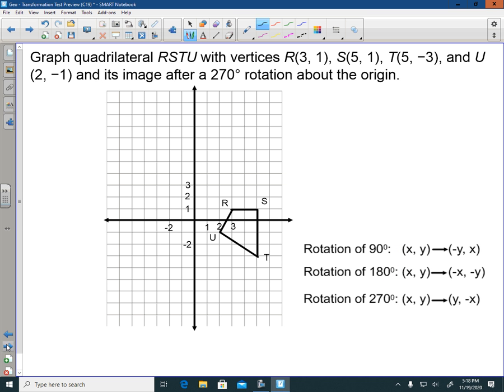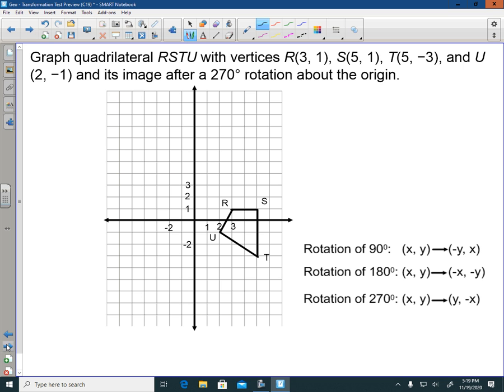Because we want to talk about rotations. Rotations comes with rules also, and it's just a matter of picking the right rule and doing what it asks you to do. So we have this quadrilateral RSTU. There are its vertices, and we want to graph its image after a 270 rotation about the origin. Well, we have 3 rules, a 90 degree, a 180, and a 270, and those are the only 3 angles that I'm ever going to ask you to do in this class. You can rotate any number of degrees, but it does get complicated because there's really only 3 rules. So we're just exploring the idea together.